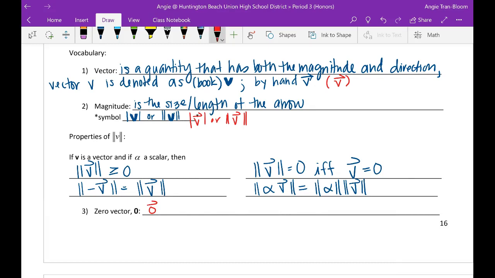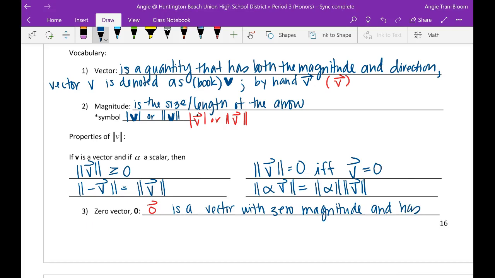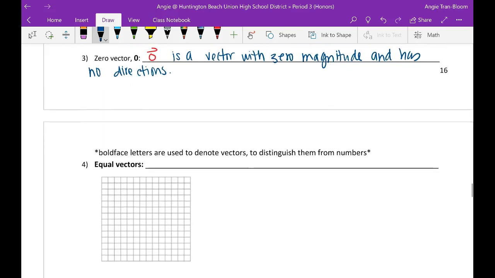So zero vector, okay, is a vector with 0 magnitude and it has no directions. So it is a vector with 0 magnitude and has no directions. Okay, then let's move on to the next page. Well, at least mine is on the next page.